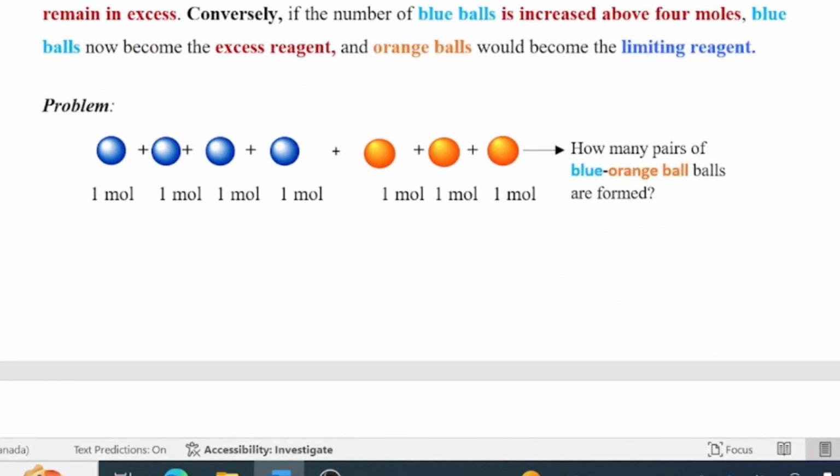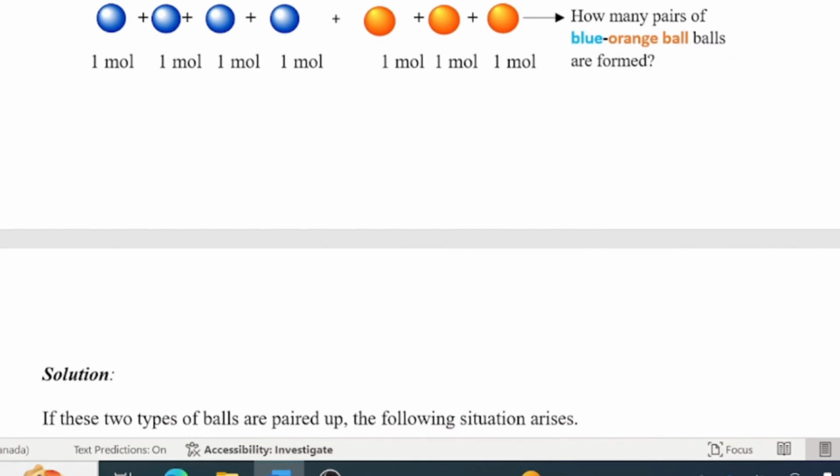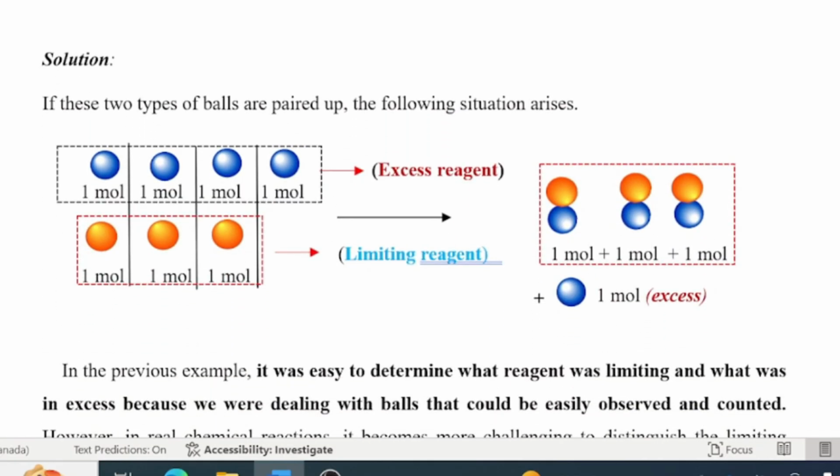In this case, you have 4 moles of blue balls and 3 moles of orange balls. You have to find how many moles, or how many pairs of blue-orange balls will form. In this case, what is the limiting reagent now? Orange balls becomes the limiting reagent, and blue balls can be said to be the excess reagent. And you get 3 pairs of these, or 3 moles of these, with 1 mole of blue balls left in excess.